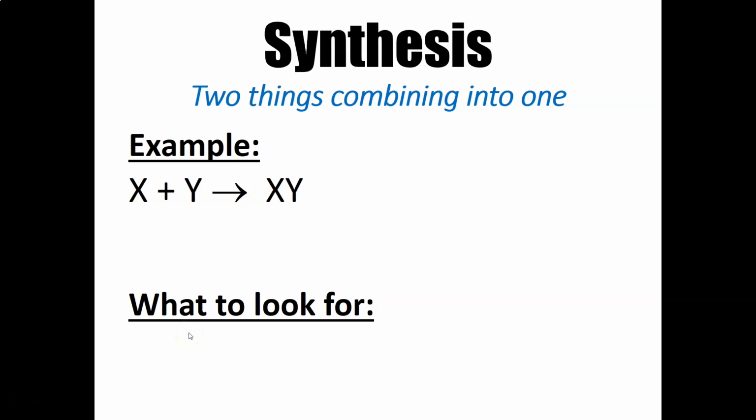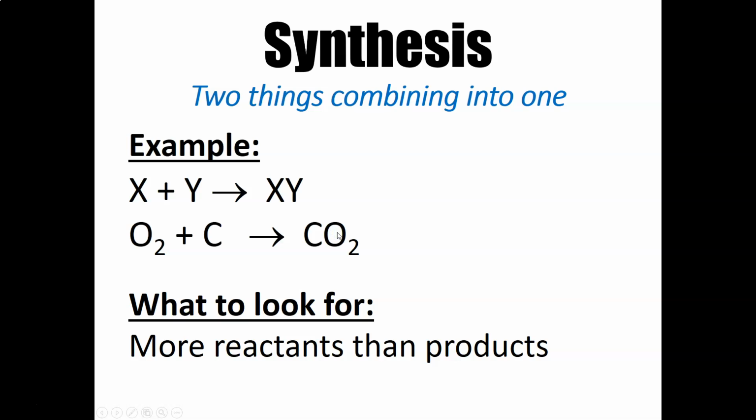Here's a specific example. We could have oxygen gas combining with carbon to form carbon dioxide. I had 2 molecules on this side, or I guess a molecule and an atom, but you know what I mean. And now I have 1. I had 2 objects. Now I have 1 object. So what you want to look for when you're trying to see if it fits the pattern is, do you have more reactants than products? That's going to tip you off that it's a synthesis.